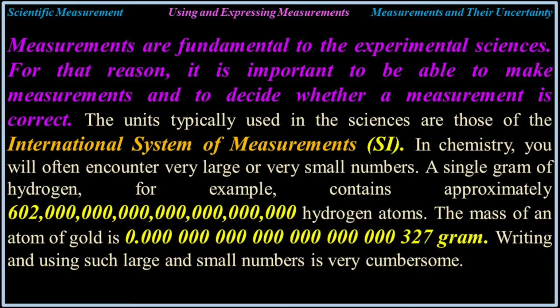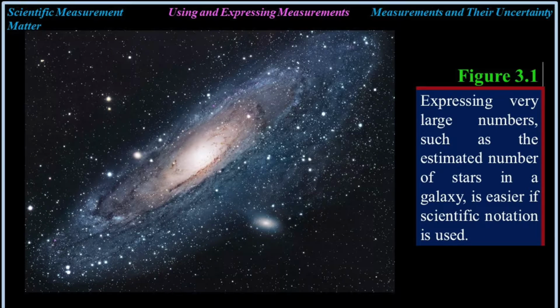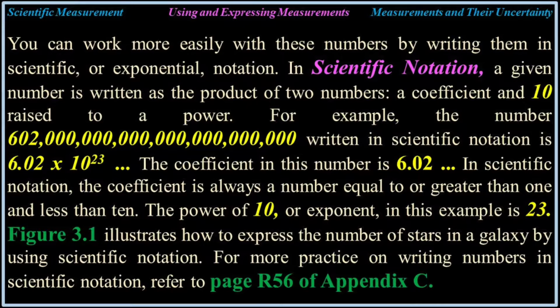Writing and using such large and small numbers is very cumbersome. Here's figure 3.1. Expressing very large numbers, such as the estimated number of stars in the galaxy, is easier if scientific notation is used. So in chemistry and physics, oftentimes we use very large numbers. You can work more easily with these numbers by writing them in scientific or exponential notation.